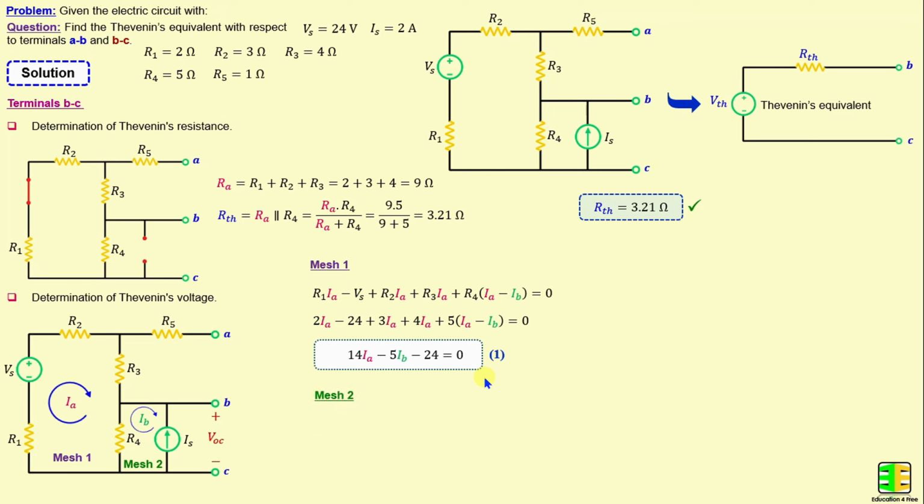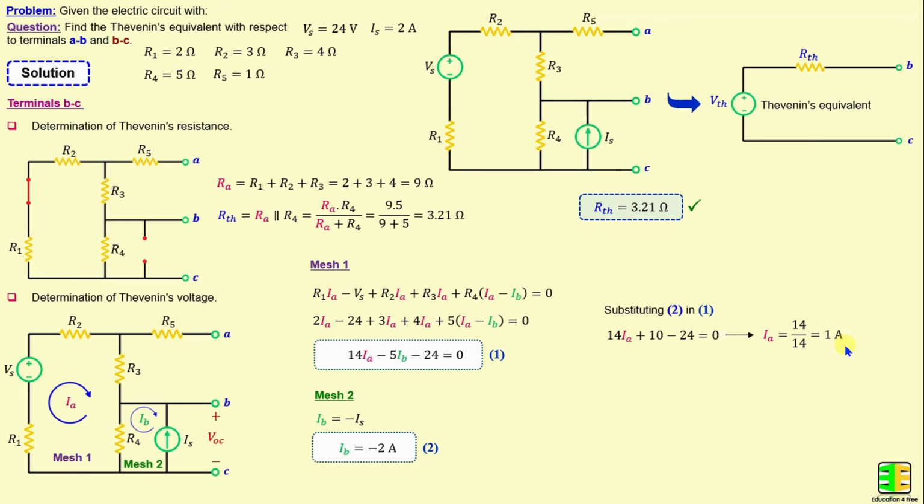Let's move on now to mesh 2. In mesh 2, we can write IB is equal to negative IS. That means IB is equal to negative 2 amps. Now by substituting this into equation 1, we derive one equation in terms of IA. If we continue simplifying this equation, we obtain IA is equal to 1 amp.